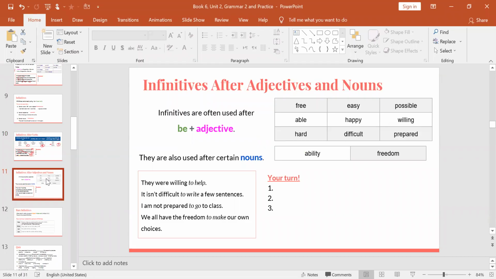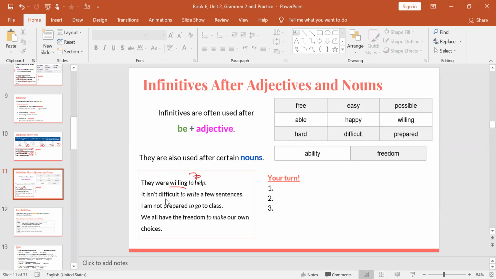So infinitives after adjectives and nouns. Infinitives are often used after be plus the adjective. So here is a matrix of adjectives. You have free, easy, possible, able, happy, willing, hard, difficult, prepared. And they are also used after certain nouns like ability and freedom. So here it says they were willing to help. So we see willing, and then to help is the infinitive.